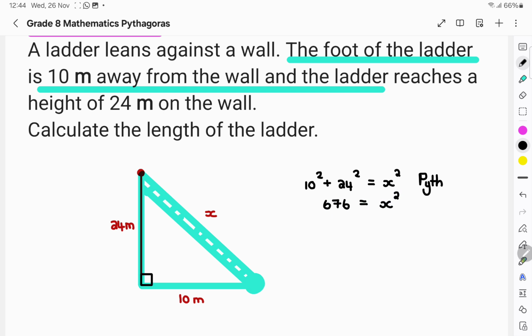For those grade 8s who don't use calculators yet, your teacher should use simplified numbers. So it would be like the two added together gives you 25, or an easy number where you can recognize what the square root of that is. Okay, I like to write my x first, so I'm just going to swap it around. So x is the square root of 676. So the answer you get is 26 meters. So the ladder is 26 meters long.